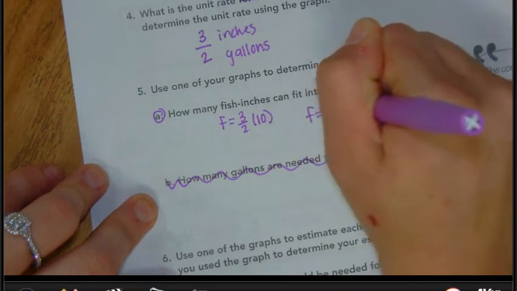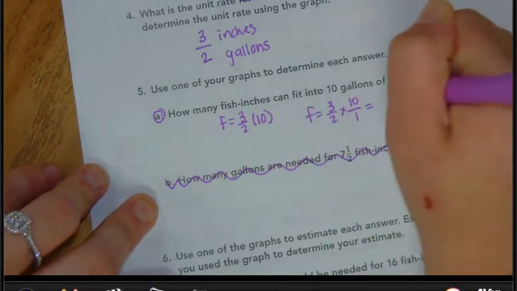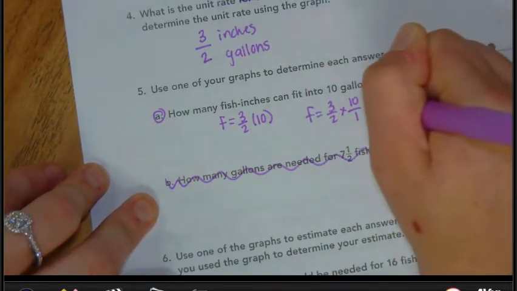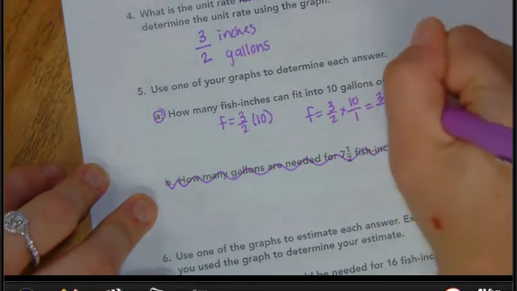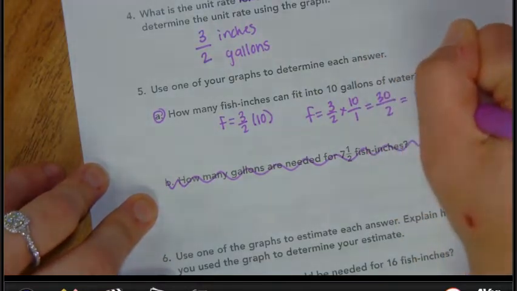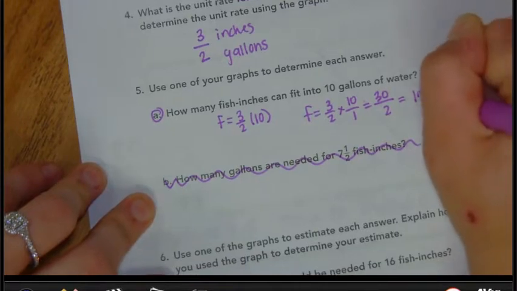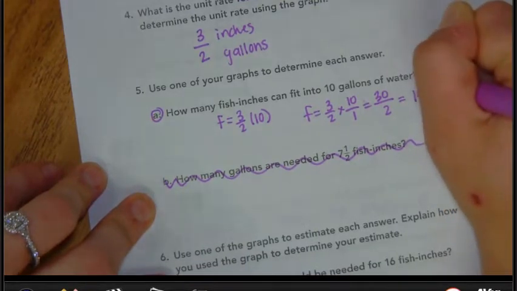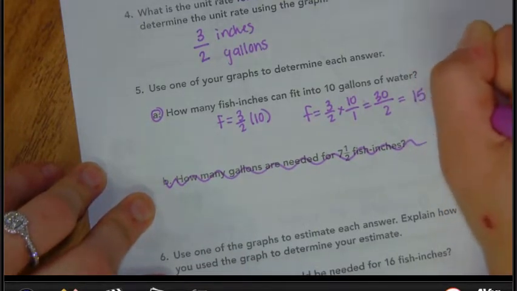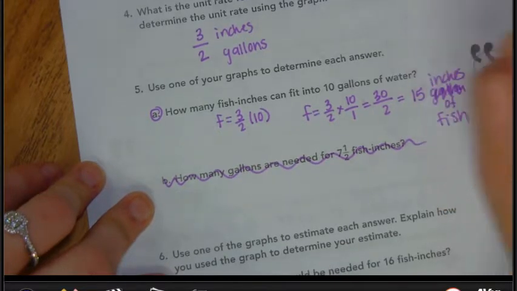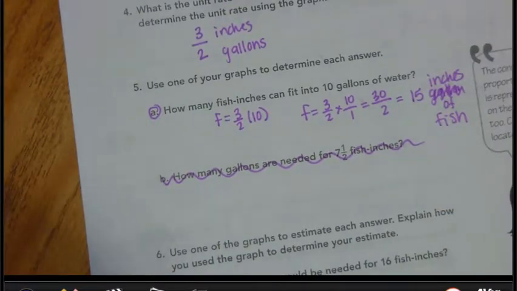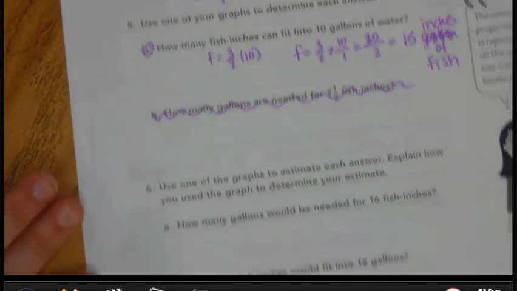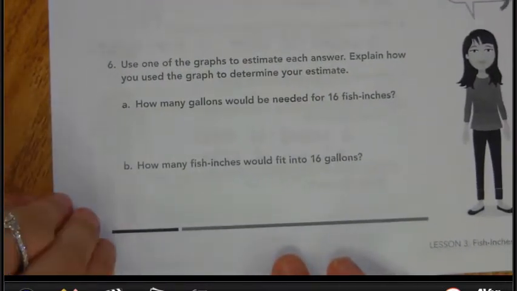3 over 2 times 10 over 1. Well, 3 times 10 is 30, over 2 times 1 is 2. 30 divided by 2 is 15 gallons. Or no, 15 inches. Not gallons, inches of fish. It's a tongue twister. Inches of fish. Fish inches. Fishy inches.